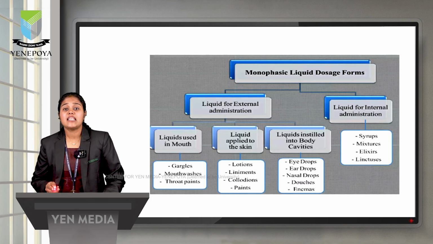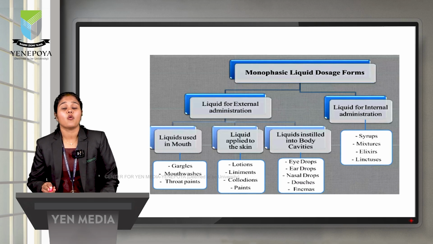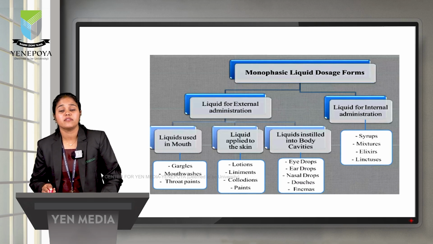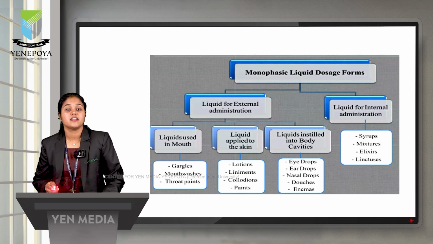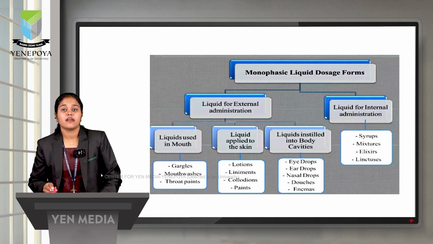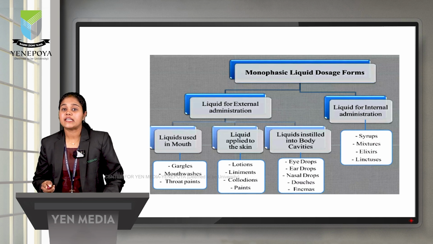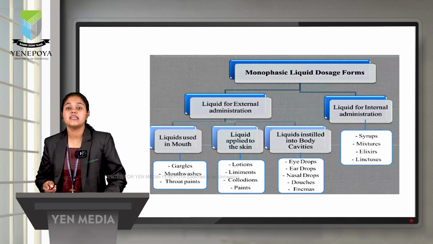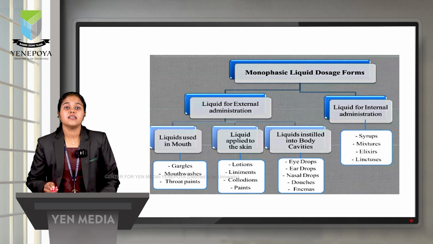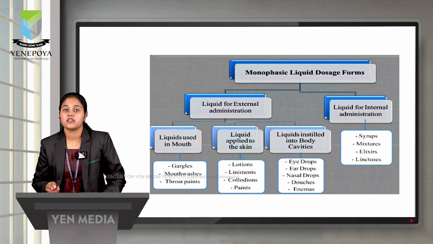The next is liquid which is instilled into the body cavities. If you are talking about ear drops, nasal drops or eye drops, those all come under the liquids instilled into the body cavities. Now, liquids for internal administration. In this the syrups, mixtures, elixirs and linctuses will come. So this is the monophasic liquid dosage form.